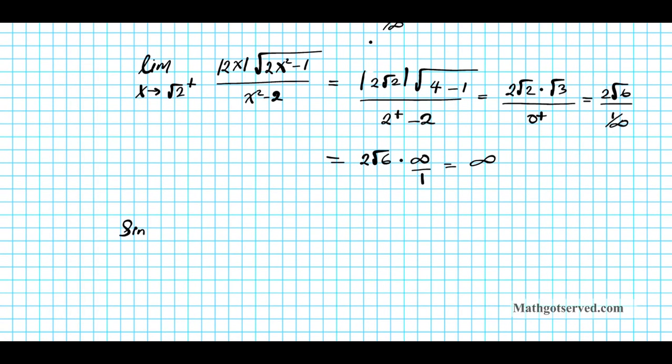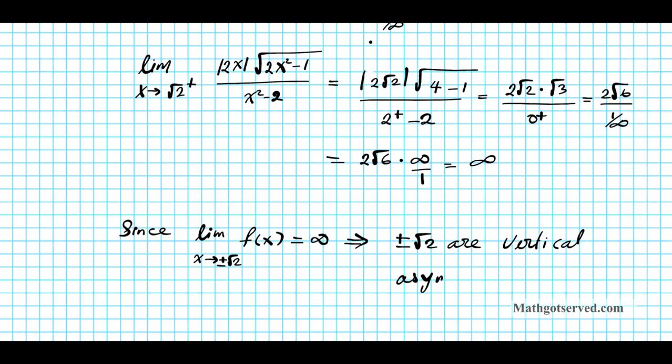Okay? So since the limit as x approaches plus or minus root 2 of the function equals infinity, that implies that plus or minus root 2 are vertical asymptotes. Okay, this is basically what the definition of vertical asymptotes is using limits. If it approaches that particular value and the function goes to plus or minus infinity, then that is a vertical asymptote. In this case, they will go to infinity, which is sufficient.